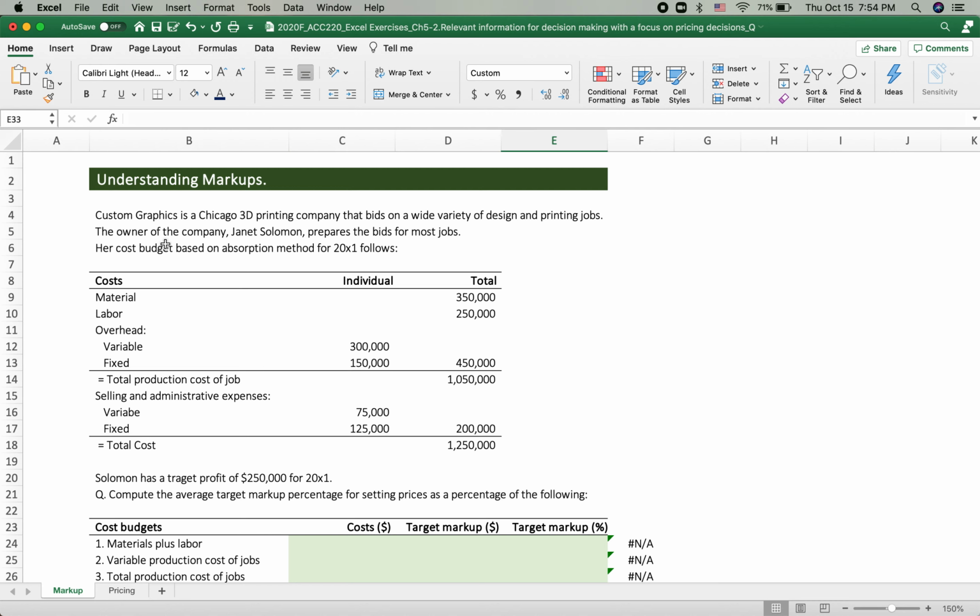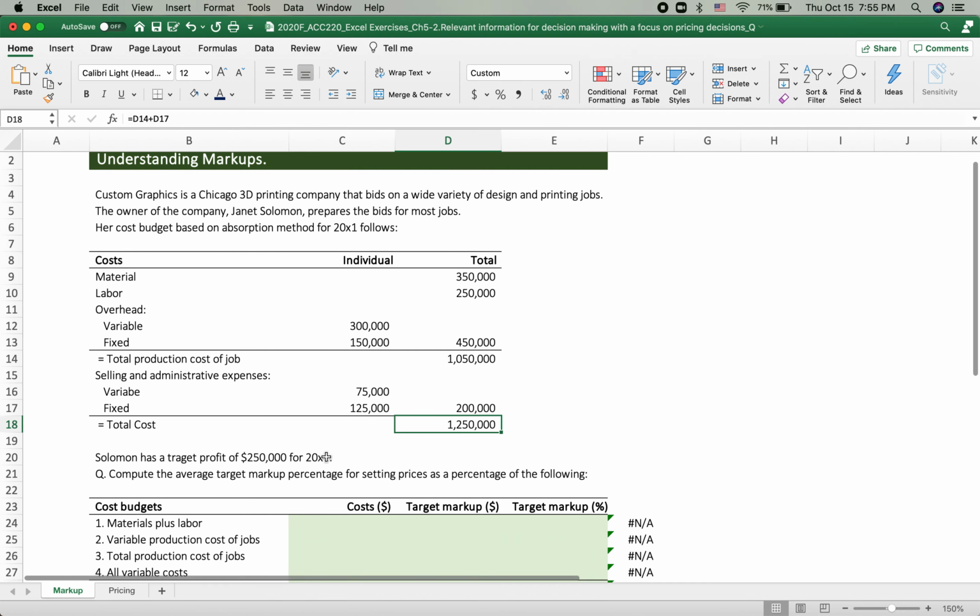jobs. The owner of the company, Janet Sullivan, prepares the bids for most jobs. Her cost budget based on the absorption method for 2001 follows. We have all the information related to cost: material cost, labor cost, the overhead, that means the manufacturing overhead, like indirect production cost, variable and fixed. And then total production cost of job, and selling and administrative expense in variable and the fixed cost, and then we come up with the total cost like this.